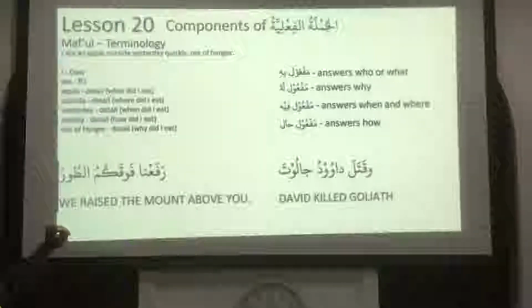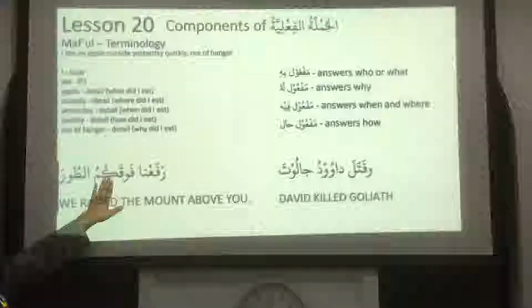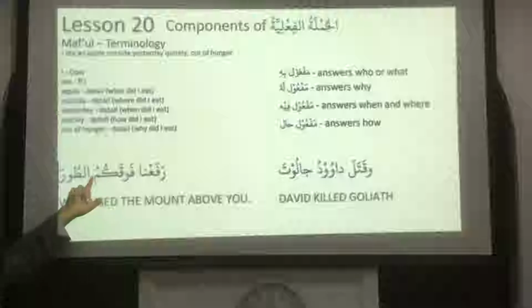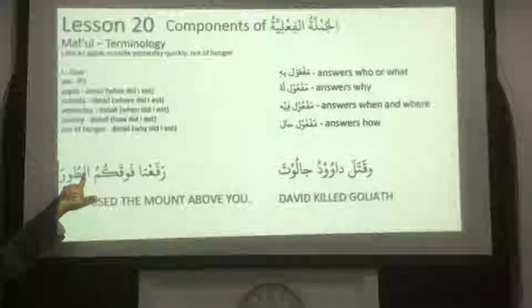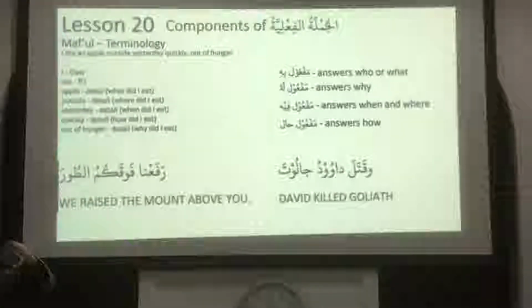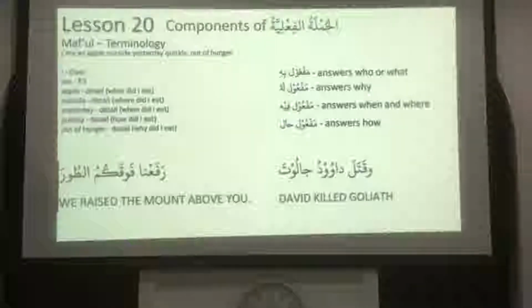Basically, it should be jar, like kum. It should be jar, because mudaf ilayh should be jar. But because we have fawqakumu tura, it's a reading rule. That's why they attach these things. So you have to be careful on these things.